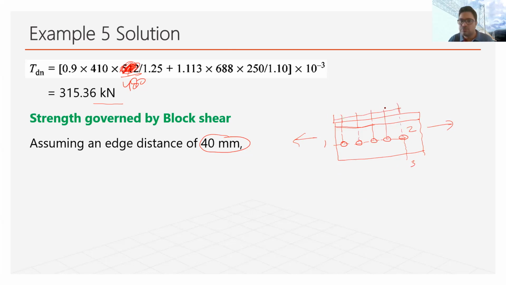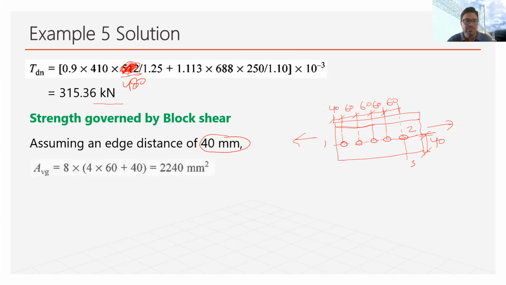So we know these values. This is 40 and this is 60. These are the pitches actually, 60, 60, 60. And similarly, this value is the edge distance, which is 40. So now first we will find out the area along the line 1, 2. So that becomes AVG and AVN.